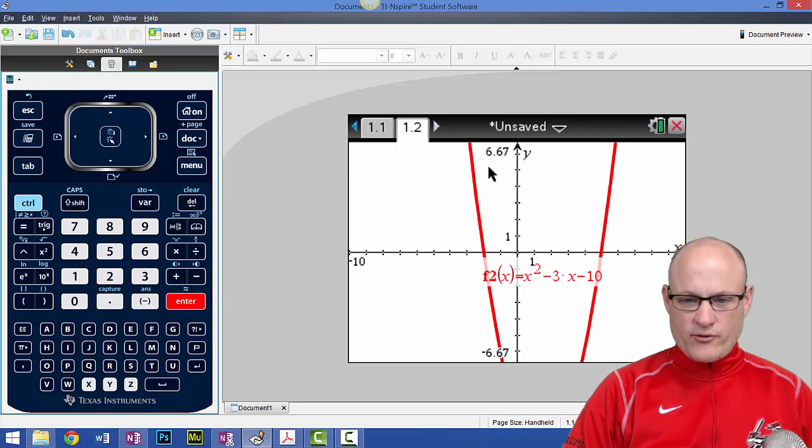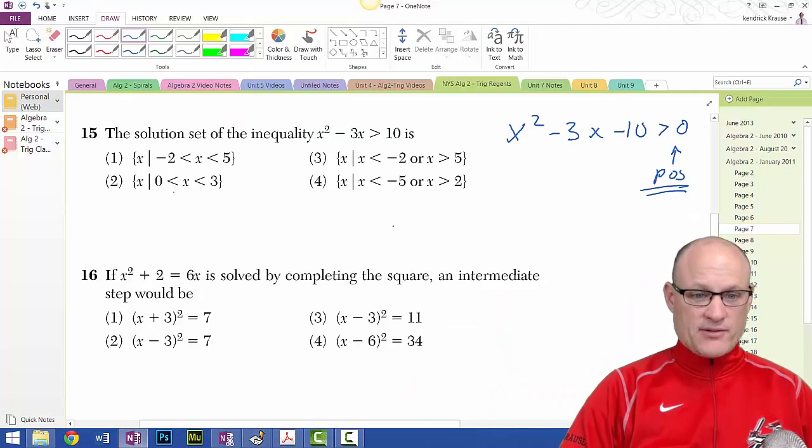Well, it's greater than 0 when it's up in this area, positive. At negative 2 going off to the left, it's positive. At positive 5 going off to the right, it's positive. Down here, it's negative, right? So I want it positive. Positive means up here. So less than negative 2 and greater than 5. There's the easiest way to solve that one. Choice 3 is the answer.